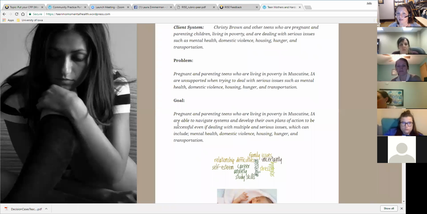The goal then, in this case, is that pregnant and parenting teens who are living in poverty in Muscatine, Iowa, so again, the same kids, are able to navigate systems and develop their own plans of action to be successful even when they're dealing with multiple and serious issues, et cetera. Now, the reason that's important, even though it might seem kind of vague, is that it leaves a lot of room for various interventions to be in play.